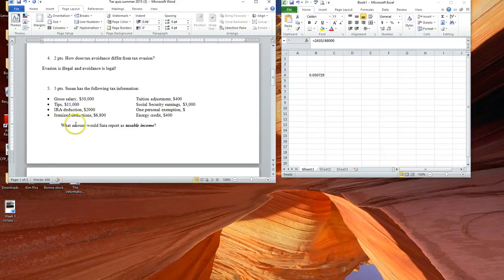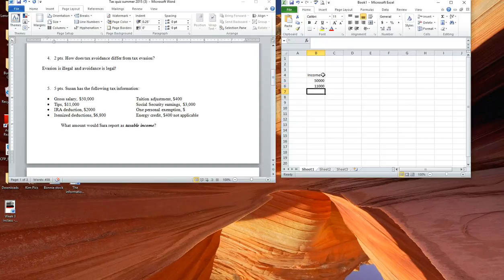Go to the question. What amount would Sarah report as taxable income? Oh, okay. Well, I know that taxable income does not include any credits because credits are only subtracted after I calculate tax due. So I see an energy credit right here, and now I know that this is not applicable, because I'm stopping at taxable income. So I'm going to go over here to my spreadsheet and I'm going to start looking for income categories. So income here, I have 50,000 in gross income. I also have tips of 11,000.